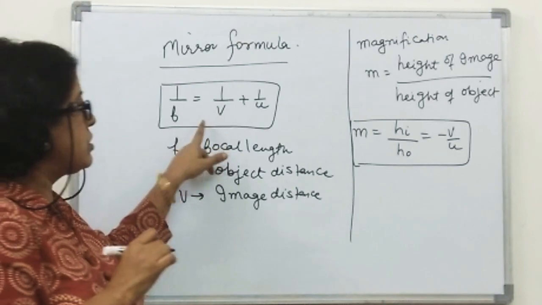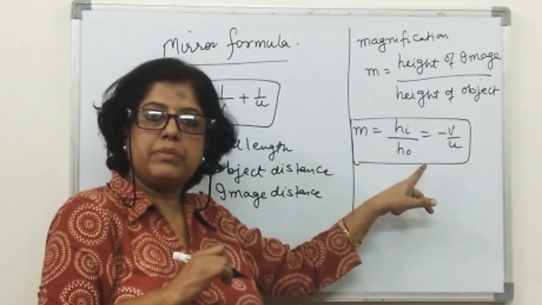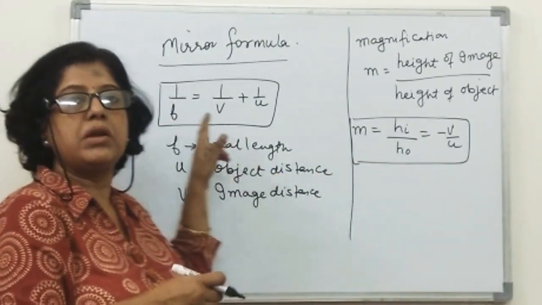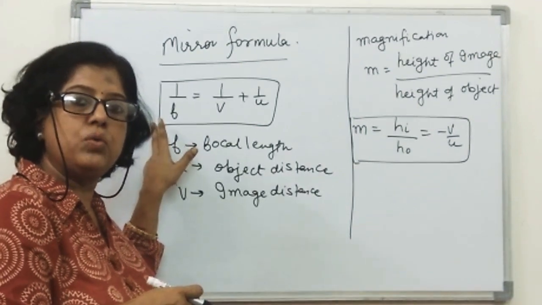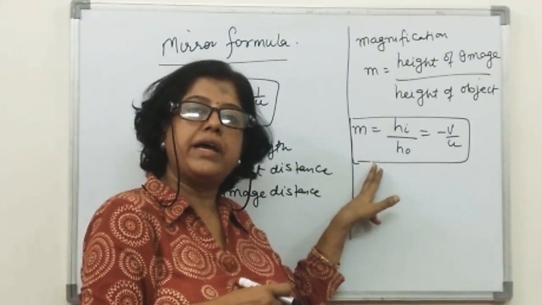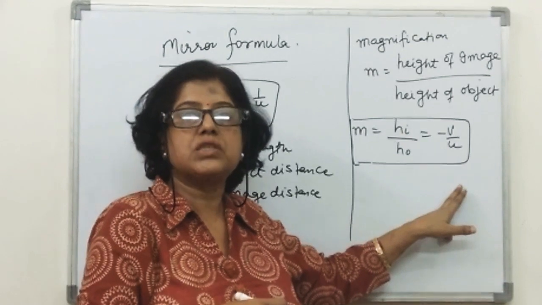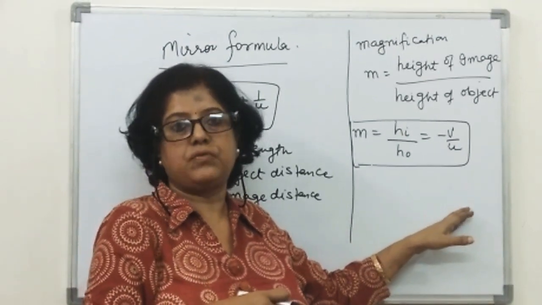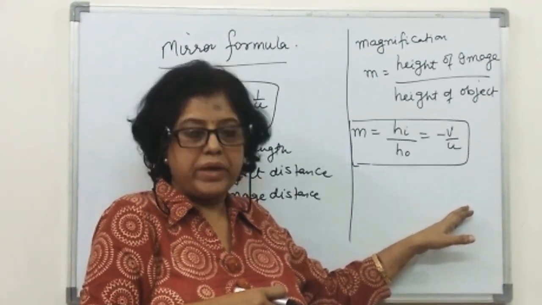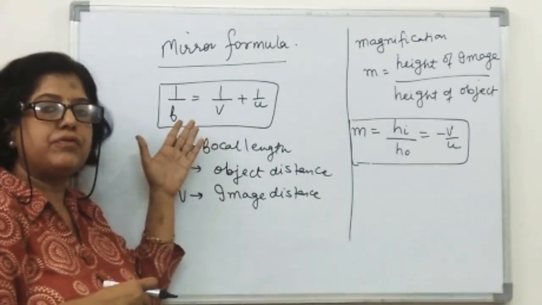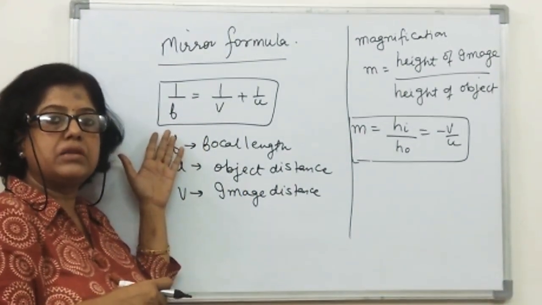Now, the derivations of these two formulas are not in the syllabus, but you have to remember these formulas. Mirror formula is 1 by f = 1 by v + 1 by u. Magnification is h_i by h_o, which is also equal to minus v by u, and we'll be using these formulas to solve numericals. In the mirror formula, if you're given any two of these, you can find the third one.